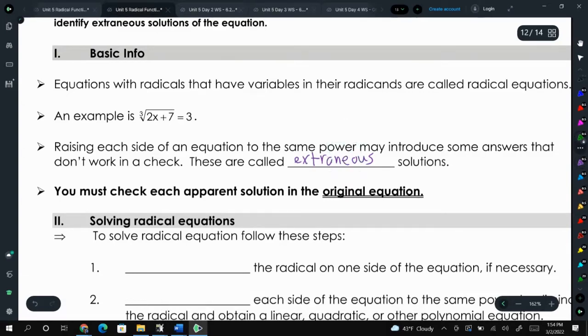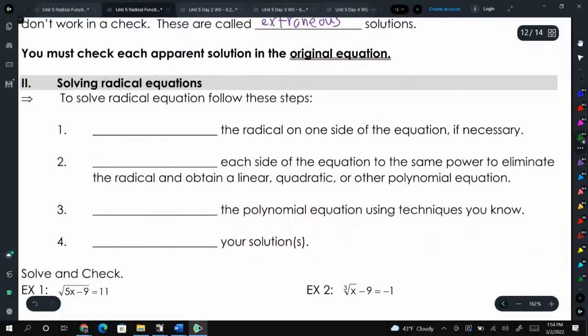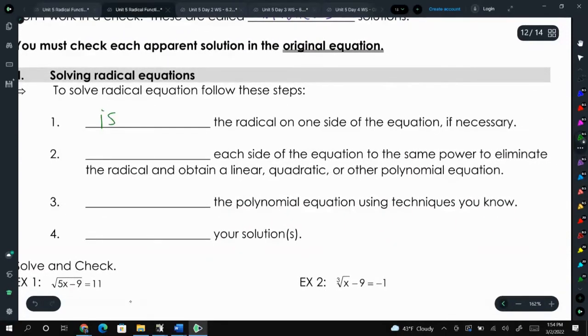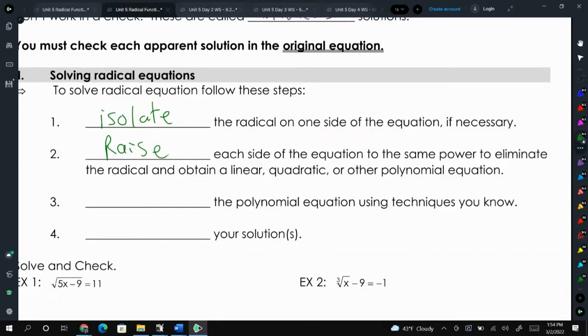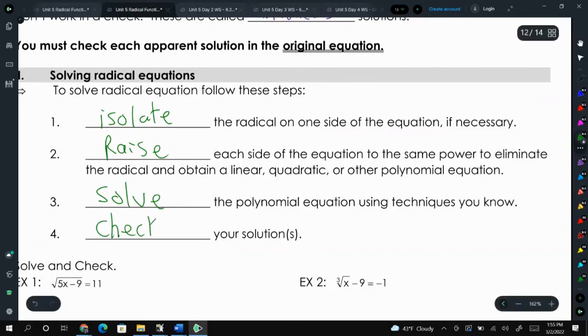The first step of solving radical equations is to isolate the radical on one side of the equation. That just means get the square root or the cube root, fourth root, get that radical all by itself. Then we're going to raise each side of the equation to the same power to get rid of the radical. And then we're going to solve the polynomial equation using techniques that we know. Chances are it'll be either a linear or a quadratic, and we have those tools to solve those equations. And then we're going to check our solutions.